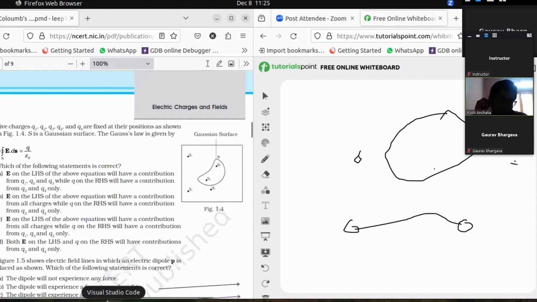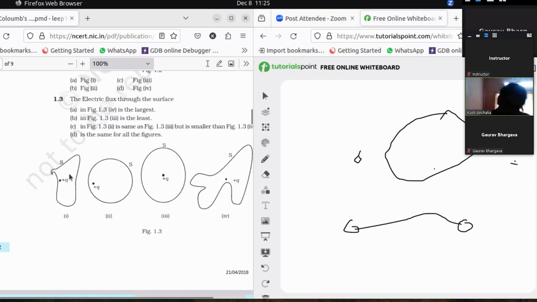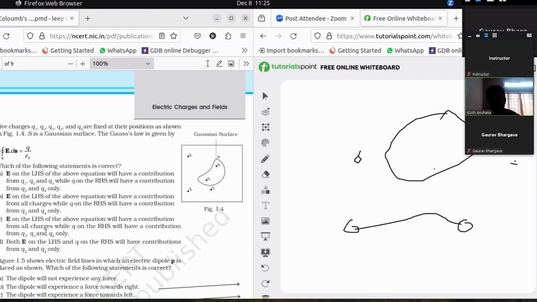Five charges Q1, Q2, Q3 and Q4 are fixed at their positions as shown in figure 1.4. Okay, there are 5 charges, and the Gaussian surface is as given. I was pointing this out in the previous question. It is the net Q enclosed by epsilon. So the number of charges enclosed by this one, so the electric flux is what? Q enclosed by epsilon. So here everyone is enclosing the same amount of charge, so that's why, because of Gauss's law, the flux is the same for all.